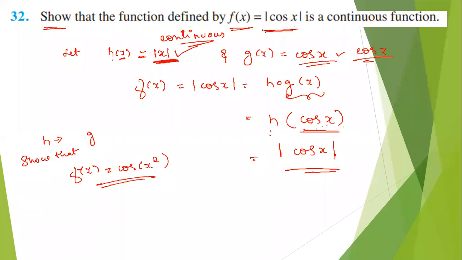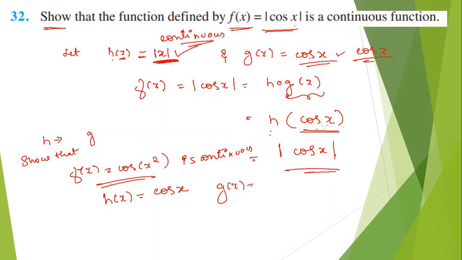Show that function f of x is equal to cos x square is continuous. Have you all done this in the previous class? I think sin x square we have done. What about cos x square? We'll do this. See here, h of x you need to take as cos x.